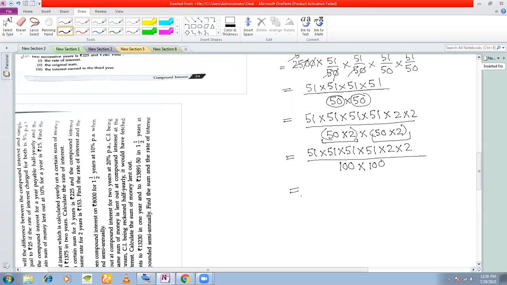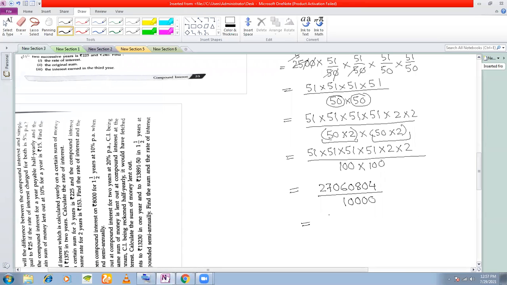So now what happens is that when I'm multiplying here in the numerator, now if I multiply 51 into 51 into 51 into 51 into 2 into 2, then I am going to get 27060804. And I'm going to get 4 zeros in the denominator.